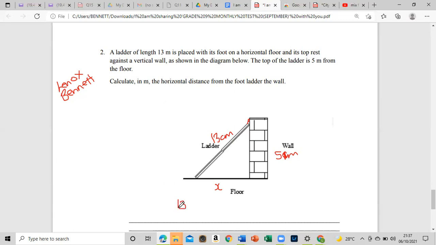So we get the hypotenuse, so it will be 13 square minus 5 square. And then that's 169 minus 25. That gives us 144. And then we find the square root of 144, which is 12. So I love this question. It's very realistic. So right here would be 12.